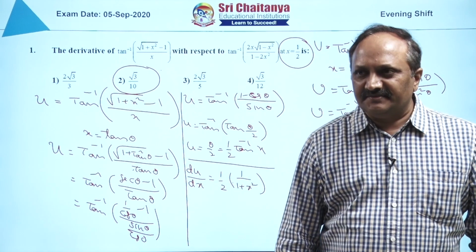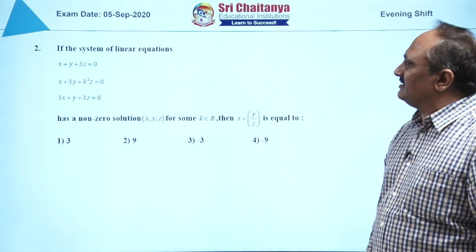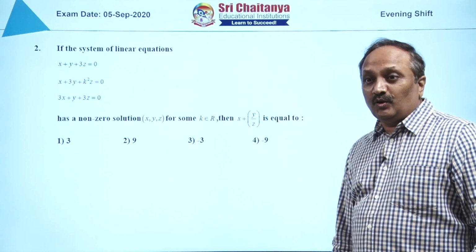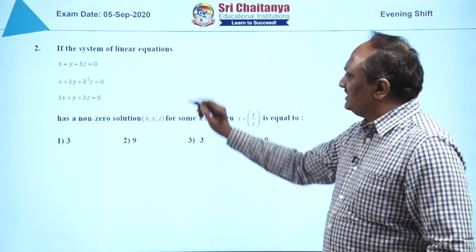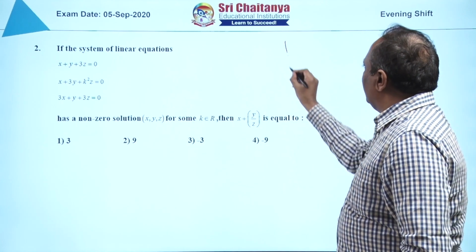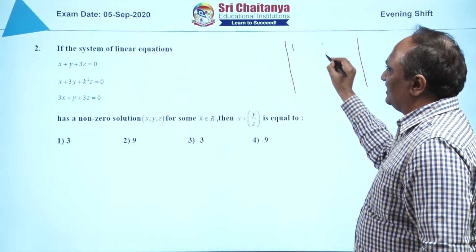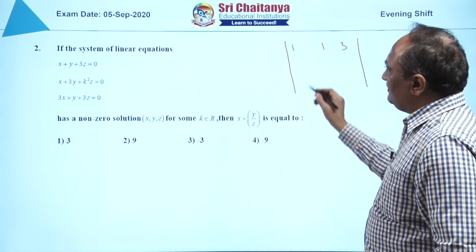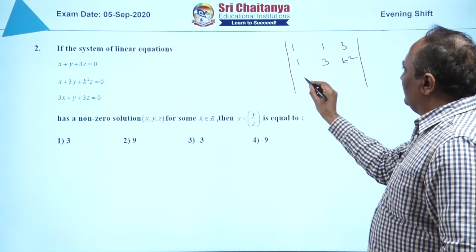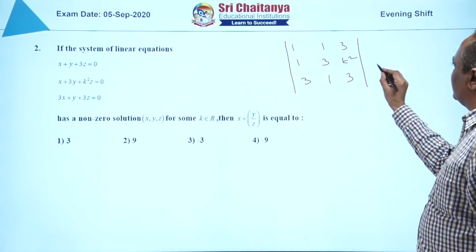Next, second question. It is given in matrices, in linear equations. The system of equations given is a homogeneous system, and the homogeneous system has a non-zero solution. Immediately we can write the determinant of the coefficient matrix. The determinant of the coefficient matrix is 1 1 3, 1 3 k square, and 3 1 3. Determinant of the coefficient matrix is 0.